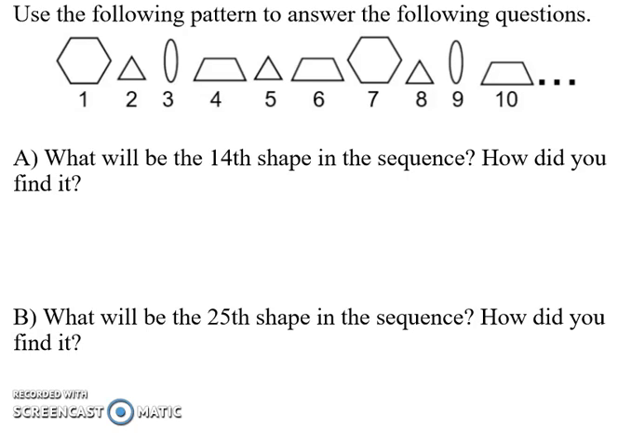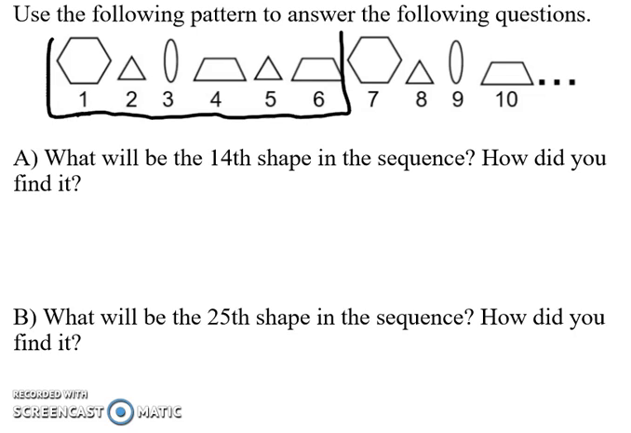So before I can figure out the shapes in the sequence, the first thing I do is figure out what's the pattern. If I look, the pattern goes from hexagon to triangle to oval to trapezoid to triangle to trapezoid and then starts over, which means that I have 6 shapes in my pattern.